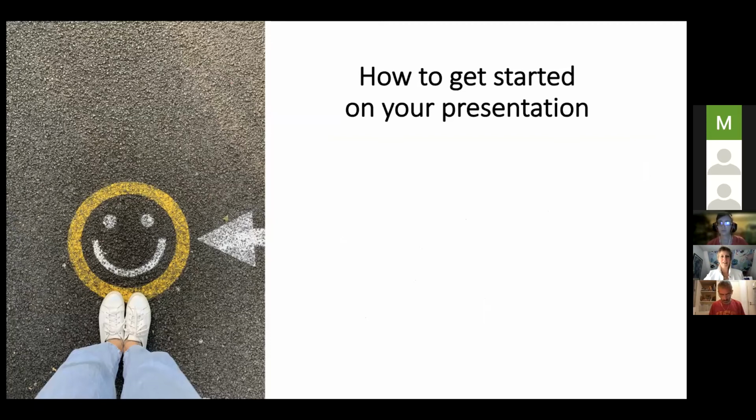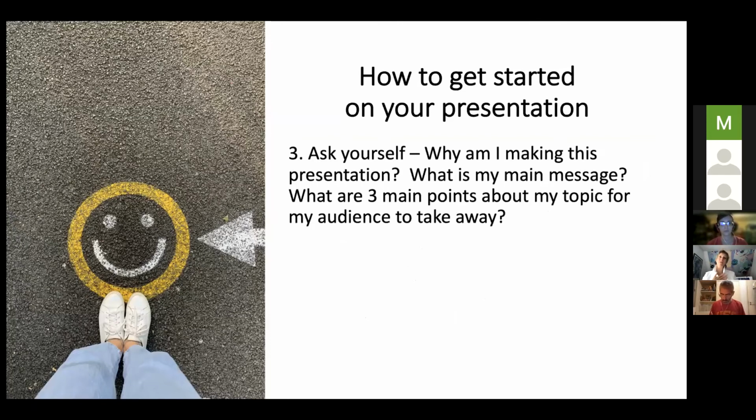As you keep going, you're going to ask yourself, what do I want people to know about my research? What is my message? I would say try to write it down in one sentence. What do I want people to know from this presentation? If you can't do that, then you're not clear about what you want to talk about. Once you get your main message, you're going to think about what three points about that message you would like to share.